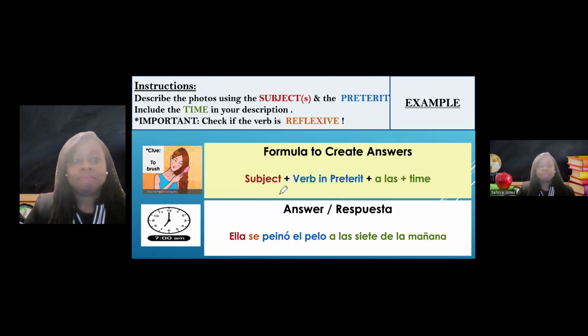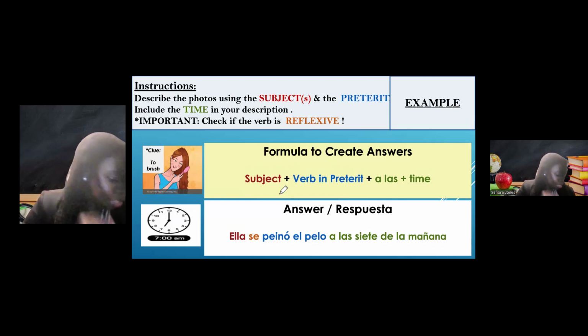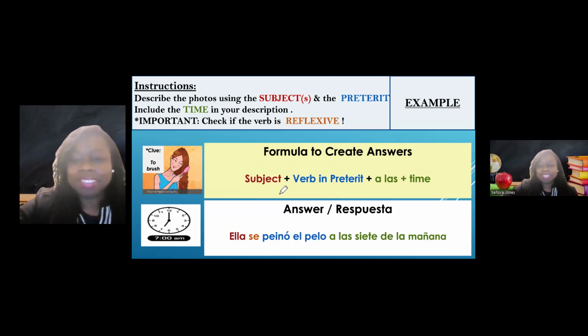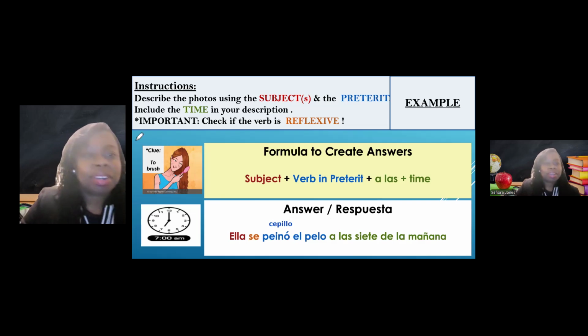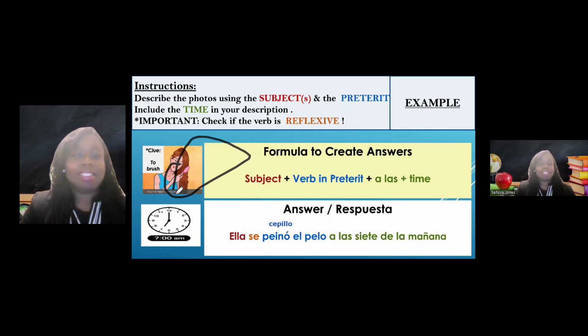That should be ella se cepilló. Excuse me, I forgot my own clue that it's meant to brush. When I looked at it, my mind shifted for a moment, but it should be ella se cepilló. All right, let's move on.